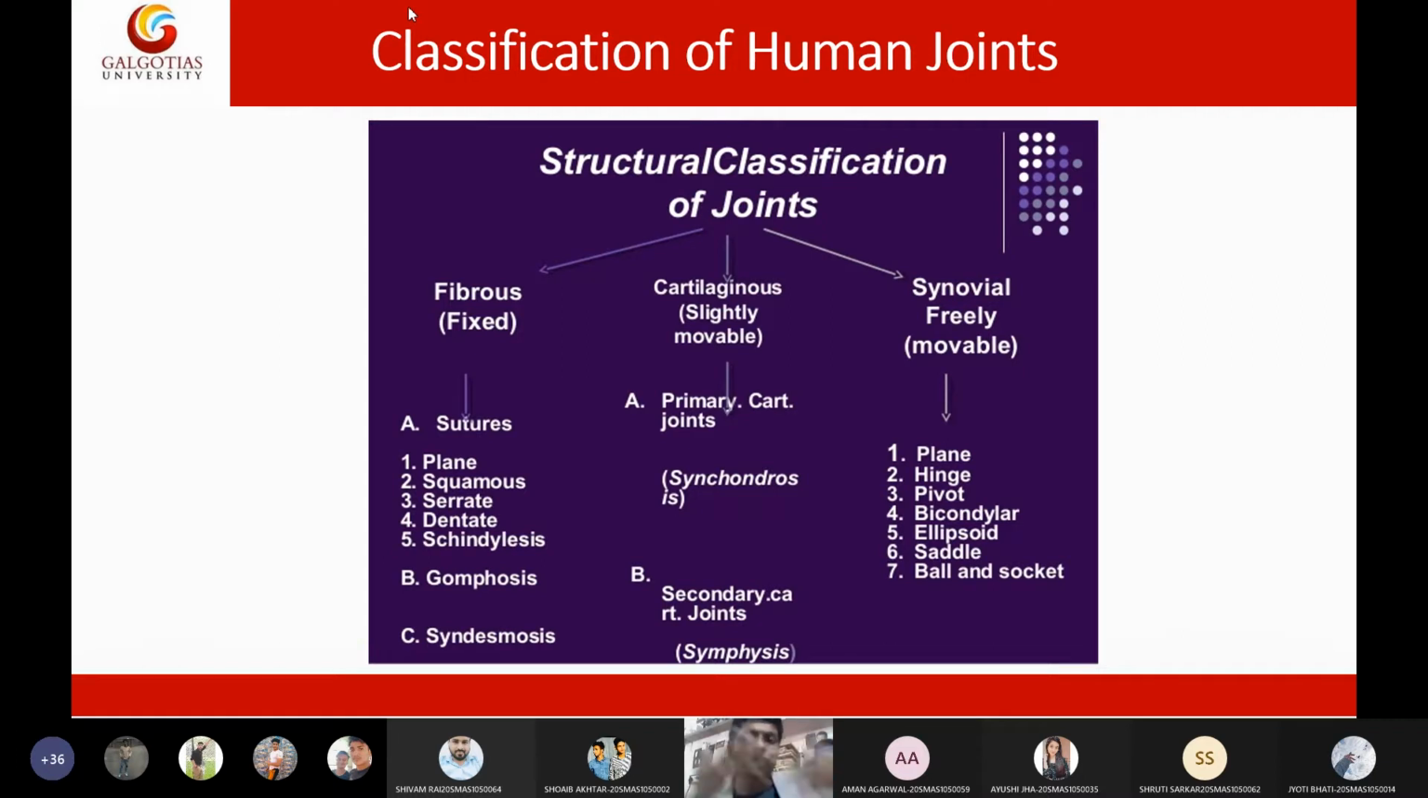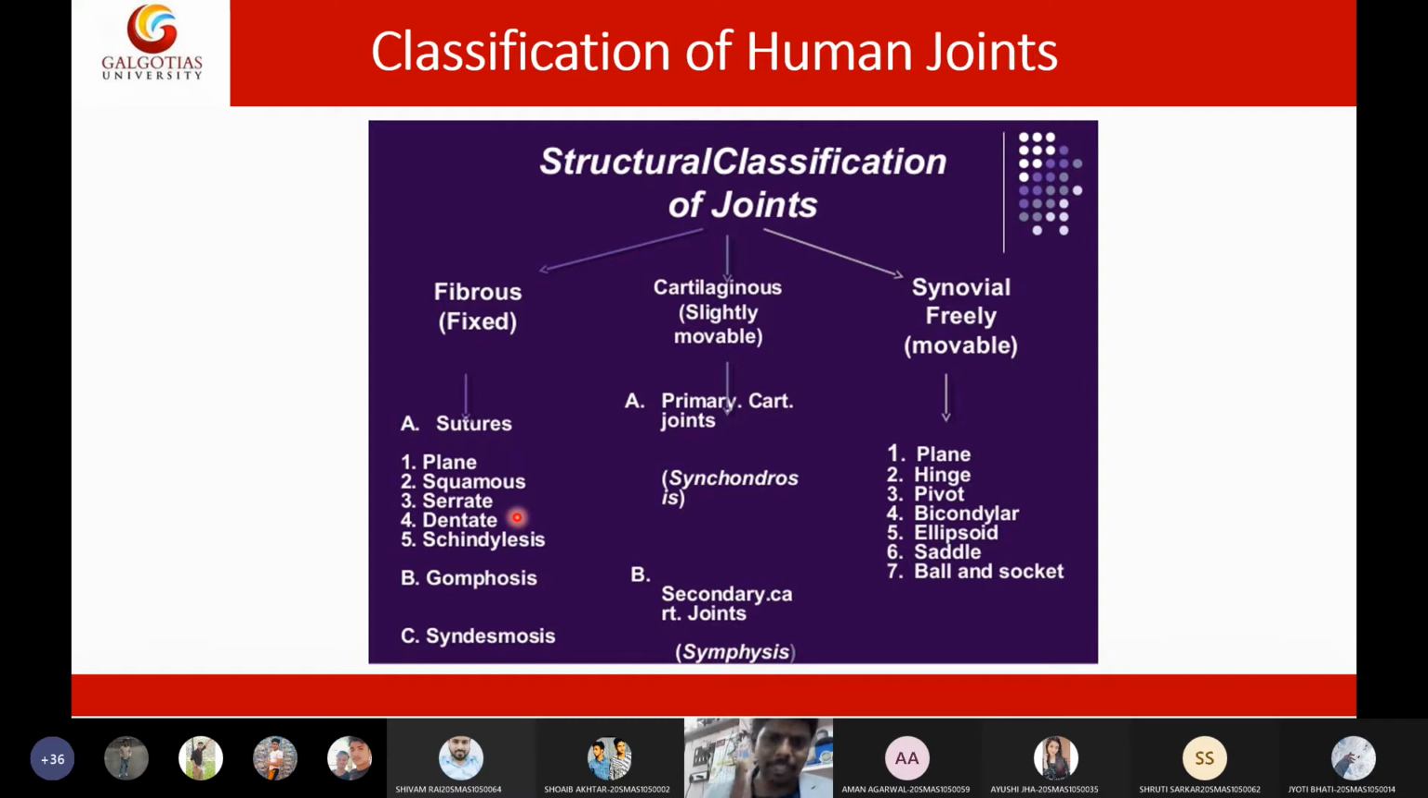Sutures are extensively present in the skull bones. We have many types of sutures in skull bones. I have given examples here: sagittal, plain, squamous, serrate, dentate sutures. So sutures are present in the skull bone. So they are one example for fixed joints.